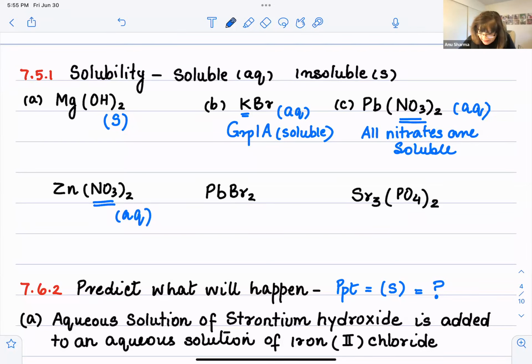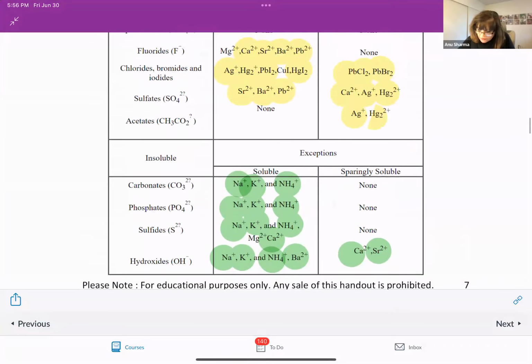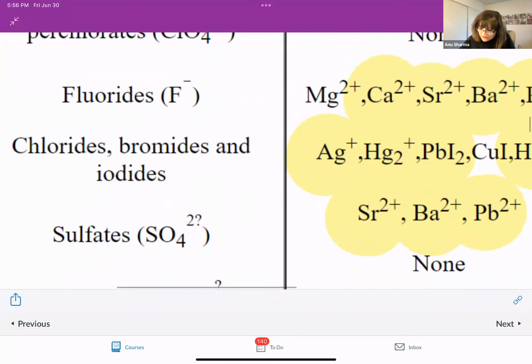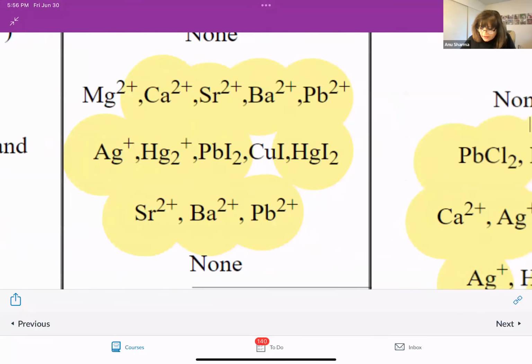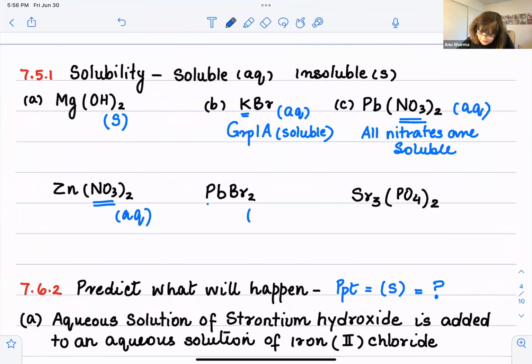And then lead bromide. Now this is lead. Remember that in the table, one of the exceptions is lead. So let's check once again: bromides. Let's look here: chlorides, bromides, and iodides, and we do have lead iodide. We have lead bromide. Sparingly soluble or sparingly insoluble doesn't matter, it is still insoluble. So this is insoluble, so it is going to exist as a precipitate. This is S.